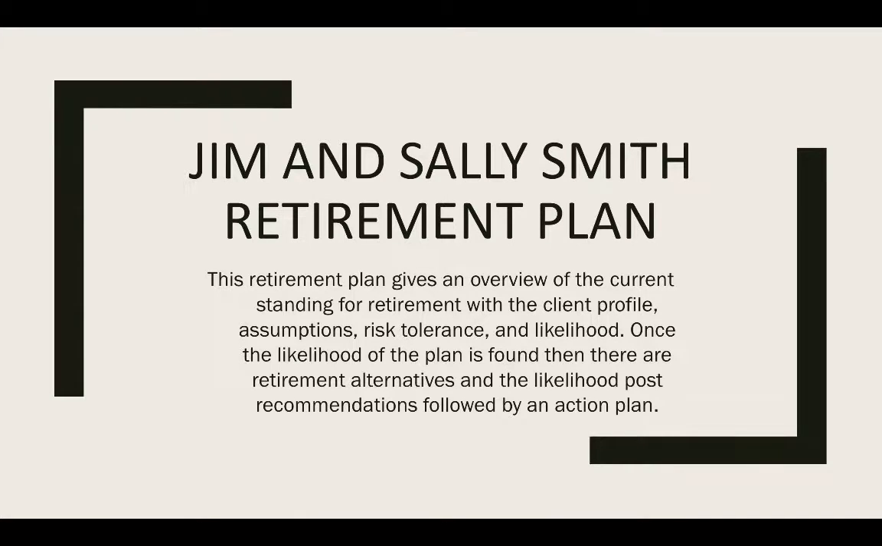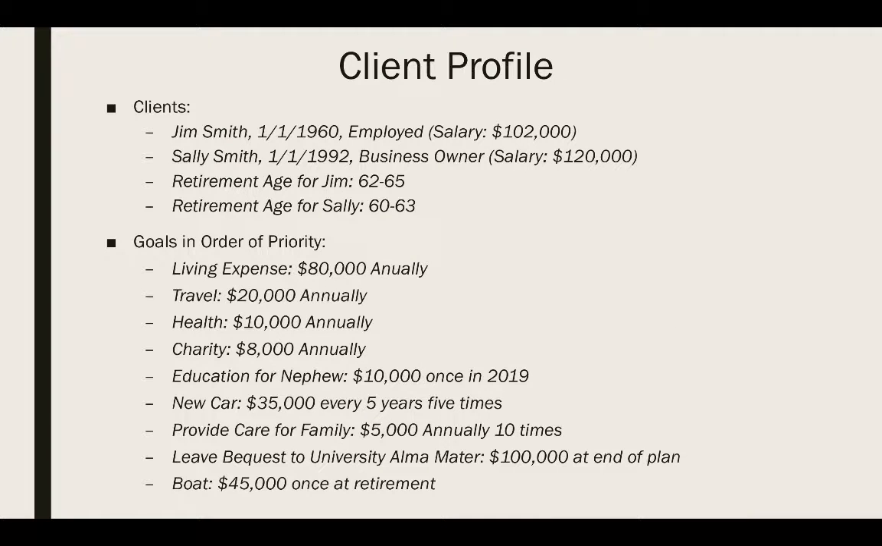Here I have Jim and Sally Smith's retirement plan. It gives an overview of the current standing for their retirement with the client profile, assumptions, risk tolerance, and likelihood. And once the likelihood of the plan is found, then their retirement alternatives and likelihood post recommendations are followed by an action plan. So let's go ahead and get into it.